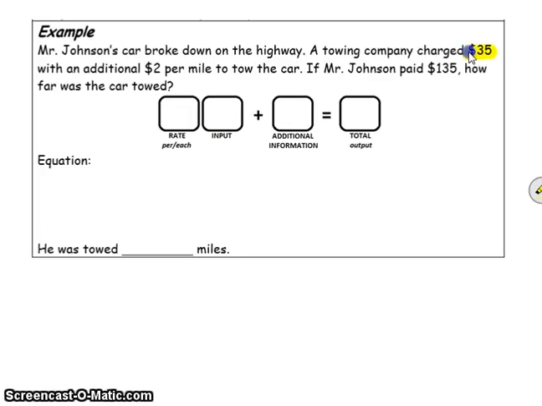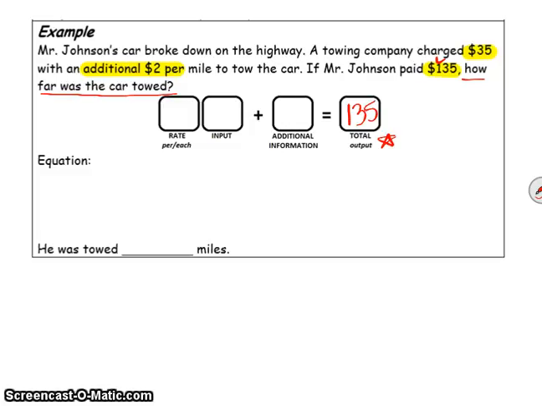I know that $35 is important. I know that additional $2 per mile is also important. And I know that $135 is important. Always underline your question: how far was the car towed? The very first thing I want to do is start at my total. Remember, my total is my biggest number in my problem. So my biggest number is 135.